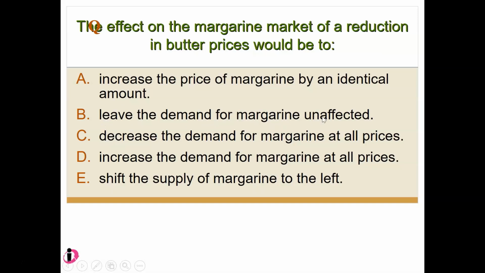Leave the demand for margarine unaffected. This would be incorrect because when we have changes in substitute products, prices in a substitute market, this will affect our demand. It cannot remain unaffected. We can cross it out. And the final answer is increase the price of margarine by an identical amount. No, this is not the case because only butter prices have dropped. We're not told anything about a change in price. Nothing happens to the price. It will be a change in the demand relationship. The correct answer is C.